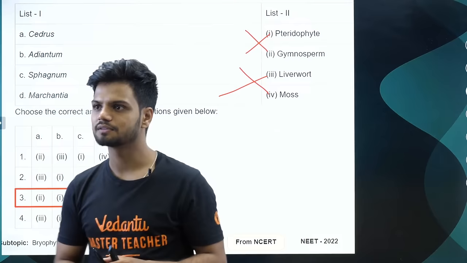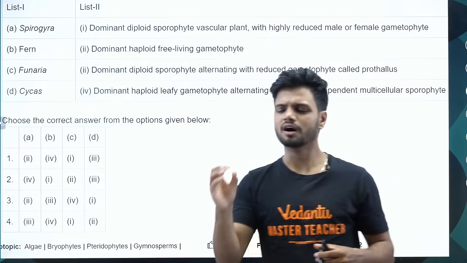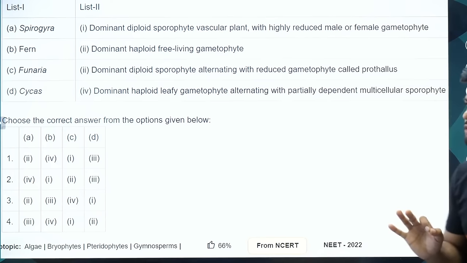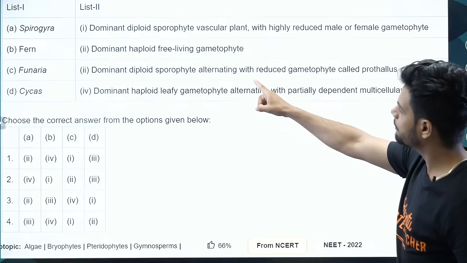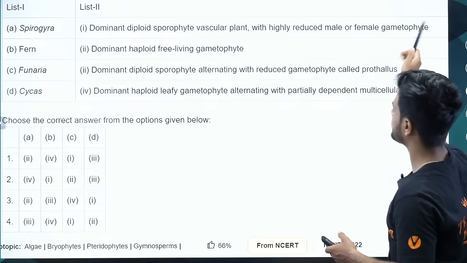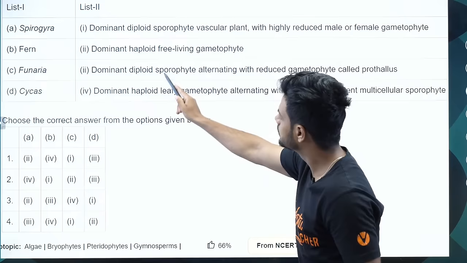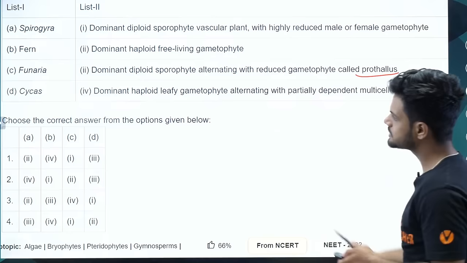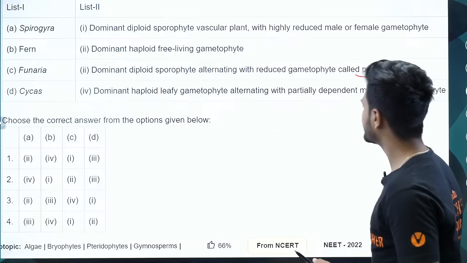Very, very good question. I want everyone to attempt this question. I'll move out of the way. Let me read the question for you. They've given you a list. Spirogyra: dominant diploid sporophyte, vascular plant with highly reduced male and female gametophyte. Fern: diploid free-living gametophyte. Funaria: the dominant diploid sporophyte alternating with reduced gametophyte called prothallus. Cycas: dominant haploid leafy gametophyte alternating with partially dependent multicellular sporophyte.